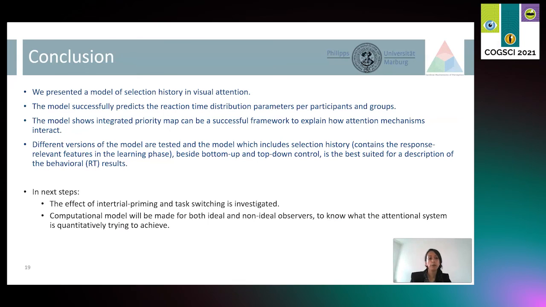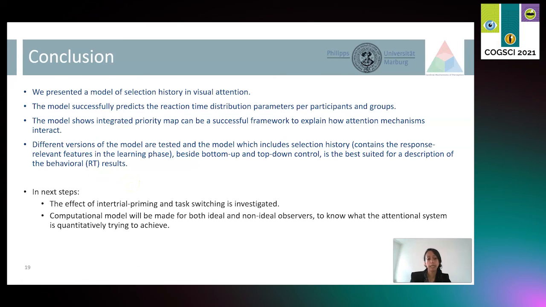So in conclusion, we presented a model of selection history in visual attention. The model successfully predicts the reaction time distribution parameters, and the model shows an integrated priority map can be a successful framework to explain how attention mechanisms interact. We tested different versions of the model, and the model which includes selection history, beside bottom-up and top-down control, is the best suited for describing the behavioral results or reaction time results.